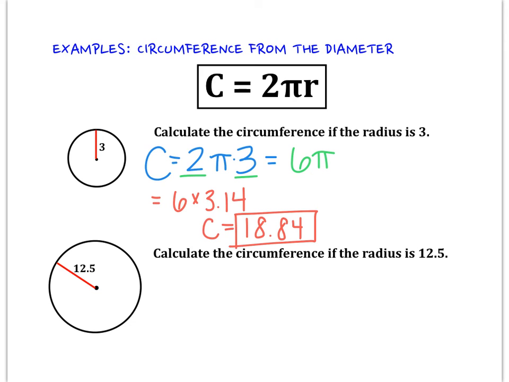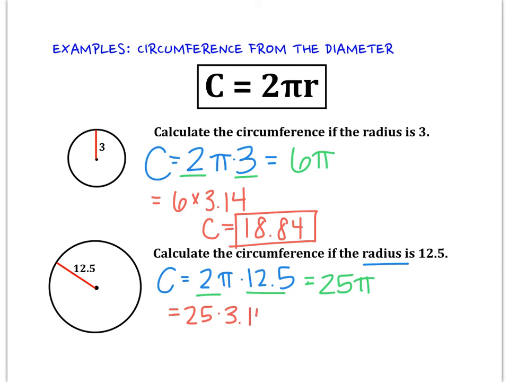Let's just do one more. So the second example, a little bit bigger, it says this time the radius is 12.5. Again, since I have a radius, I want to be multiplying everything by 2. So 2 times pi times 12.5. Again, if I want to, I could simplify that right now and say that 2 times 12.5 would be 25 pi. And then to round in my calculator, it would be 25 times 3.14. And I would find that my circumference of this particular circle would be 78.5.